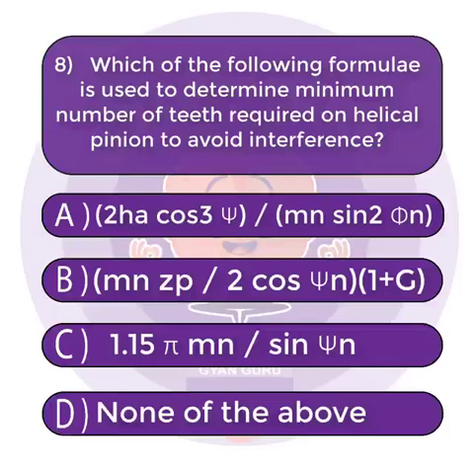Which of the following formulae is used to determine minimum number of teeth required on helical pinion to avoid interference? A. 2 h_a cos³ψ / (m_n sin²φ_n). B. m_n z_p / (2 cos ψ) (n plus g). C. 1.15 π m_n / sin ψ_n. D. None of the above.